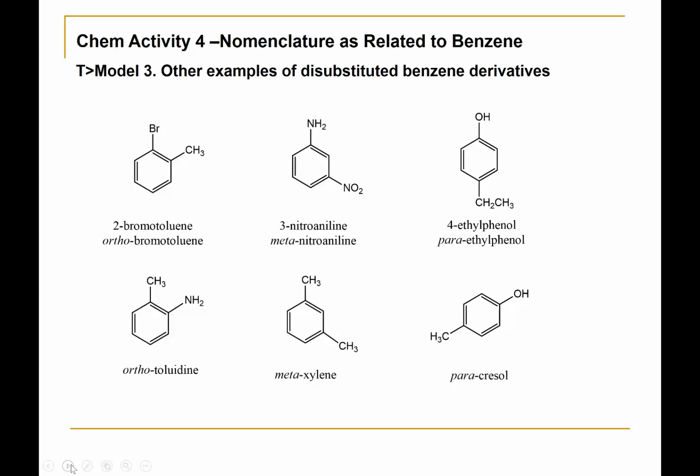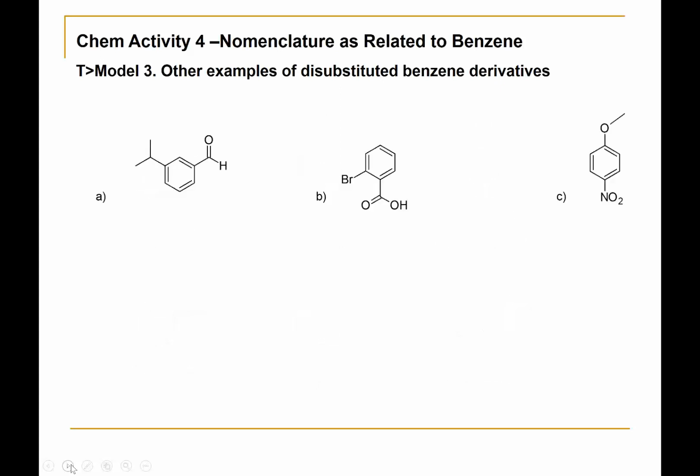Other interesting examples is that there's one name to refer to both substituents present in the benzene. So we have ortho-toluidine, we have meta-xylene, and para-cresol. Please consider the names of these compounds.